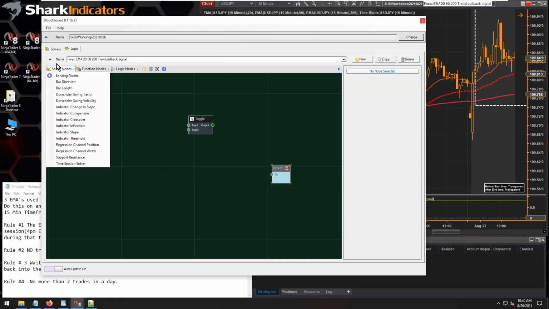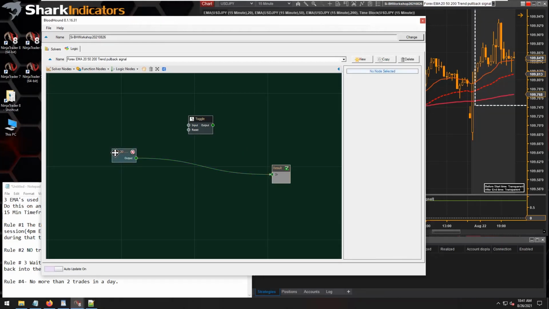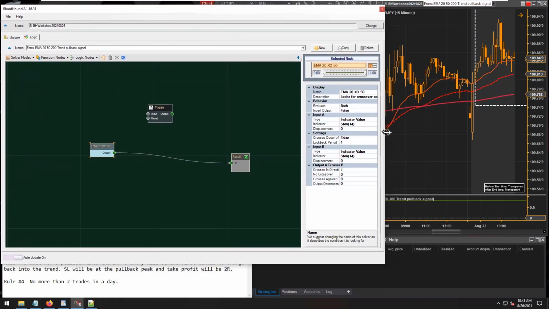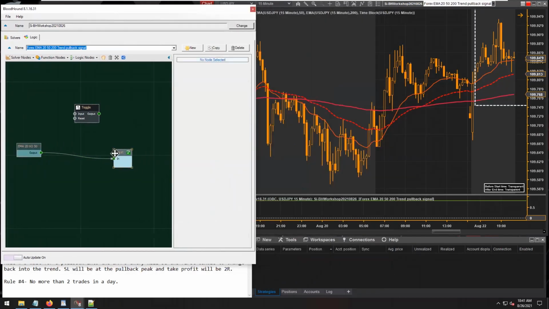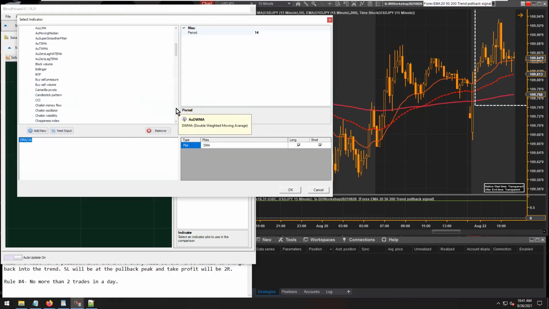And let's start with a bunch of crossovers that we're going to use to turn that toggle node off. So let's grab our first crossover here. Check if the 20 has crossed over the 50. All right, so I'm going to connect that into the result node there. And let me shrink things up a little bit. For input A, that will be our EMA 20. So let's replace the SMA with the EMA. All right, there's our EMA, and change the period to 20.